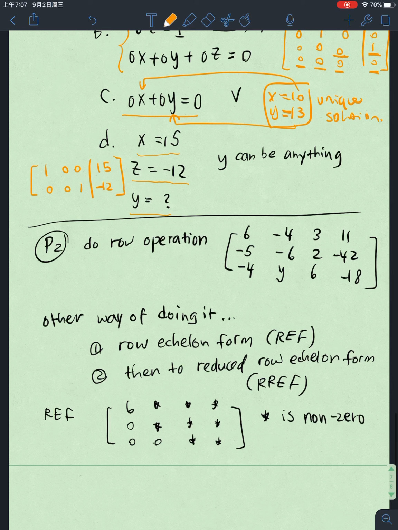You will make this leading term 1, and then make the 2 numbers below it 0, and then make the second leading term 1, and the numbers above and below it 0, and then this one 1, and this 2 0. If this one is 0, you don't need to worry about these 2 numbers. We only need to have 0 when there is a 1, I mean above or below it. So that's the basic idea.